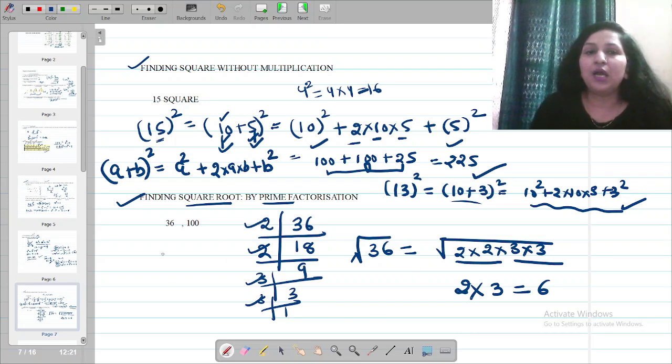Let us check for 100 also. 100. If I divide by 2, it is 50. 50 divided by 2 is 25.